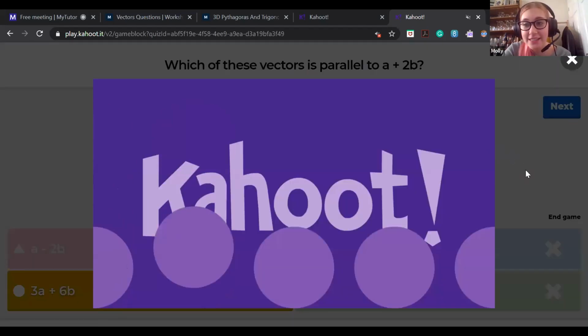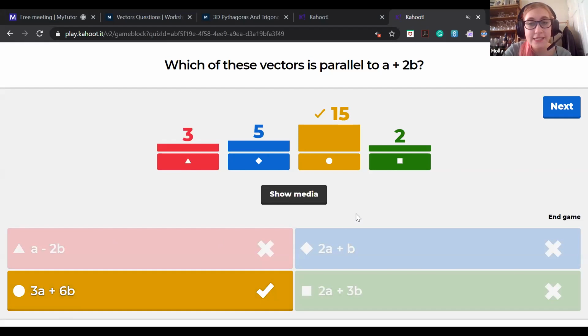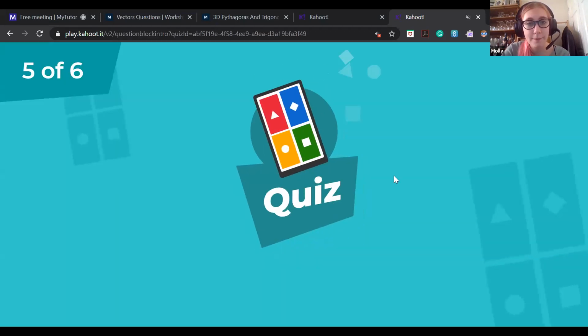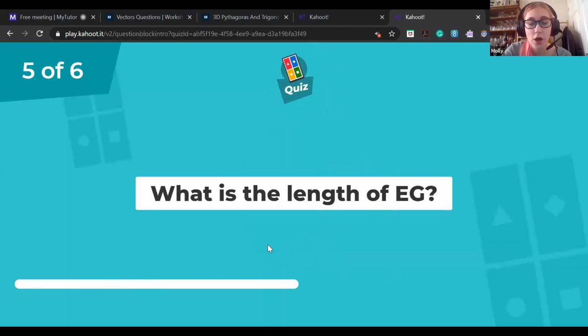So the reason that it is 3a plus 6b is because that's 3 times this. So it's a multiple of this one. It's 3 lots of this. So hopefully that makes sense to those of you who missed that. Well done. Okay, hopping on to the last 2 questions, which are 3D trig.